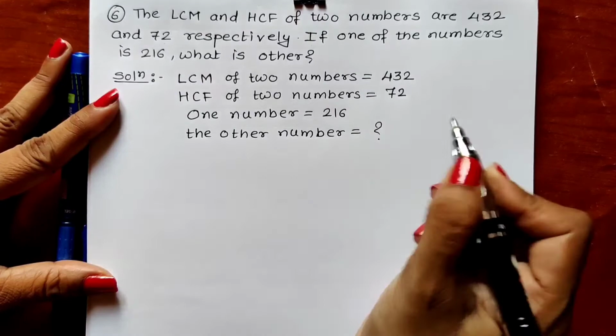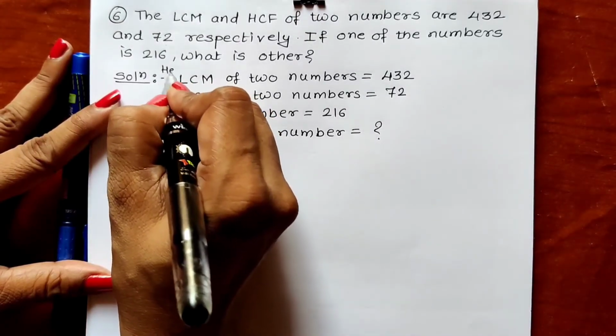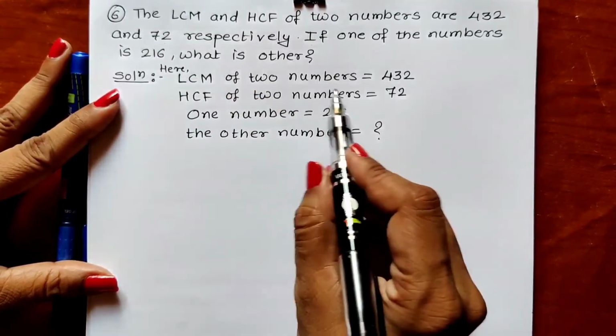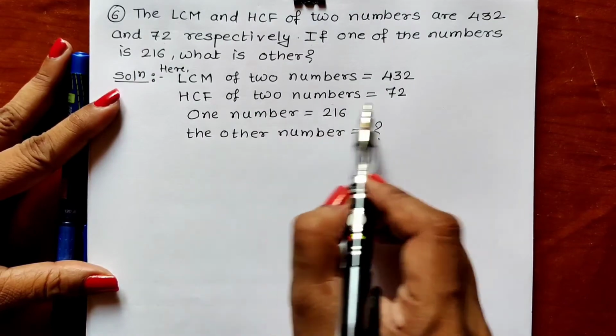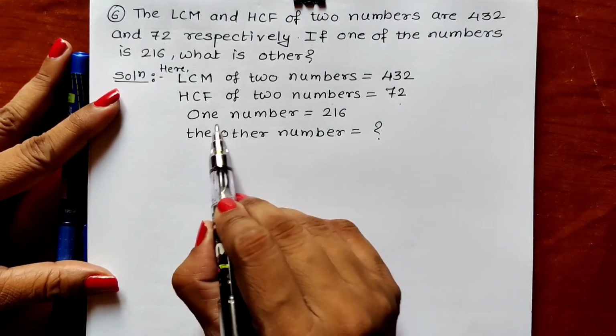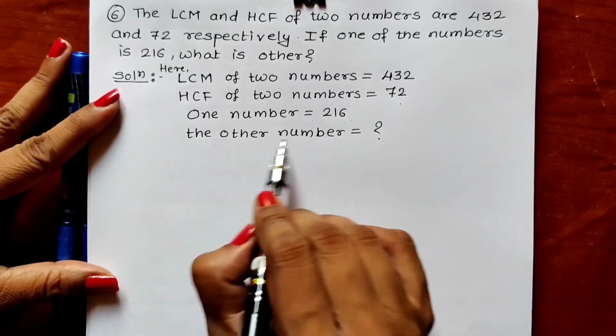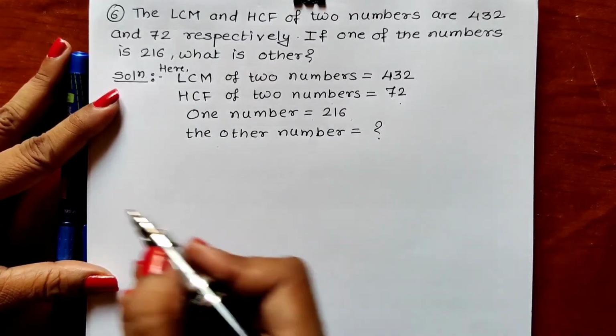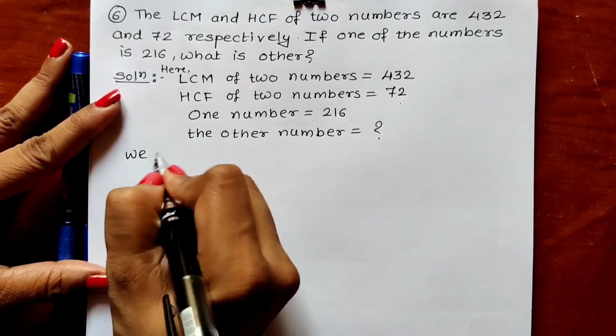We have to find it. Okay, we can write here. The LCM of two numbers is 432. The HCF of two numbers is equal to 72. One number is equal to 216 and we have to find the other number.